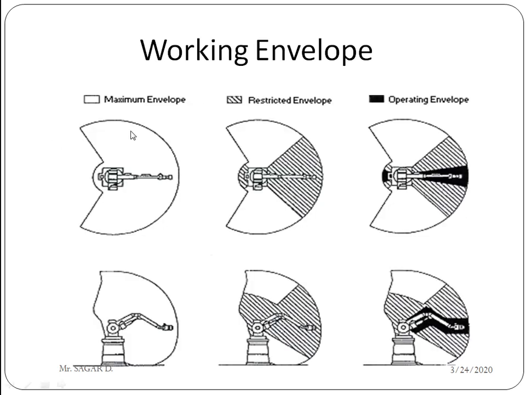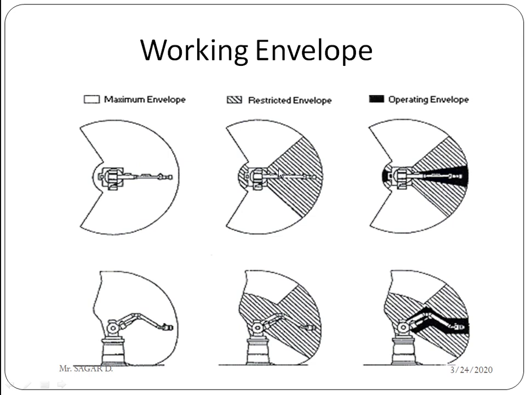In this diagram, you see what the work envelope is. This is the maximum envelope. This is a robotic arm. It can move from this point to this point. So this is the work envelope for this arm. That is called the maximum envelope.